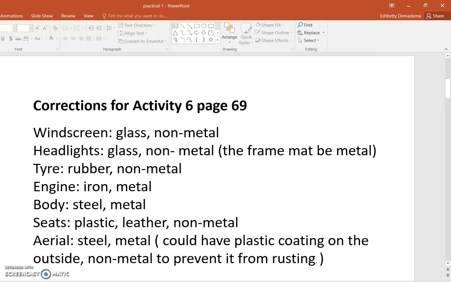These are the corrections for activity 6, which was on page 69. I did send these on the D6. I also sent them through email, but for those of you who did not check the corrections, they are on the screen now. You can pause the screen and mark in pencil. Remember, if you get any of these wrong, you do your corrections in pencil.